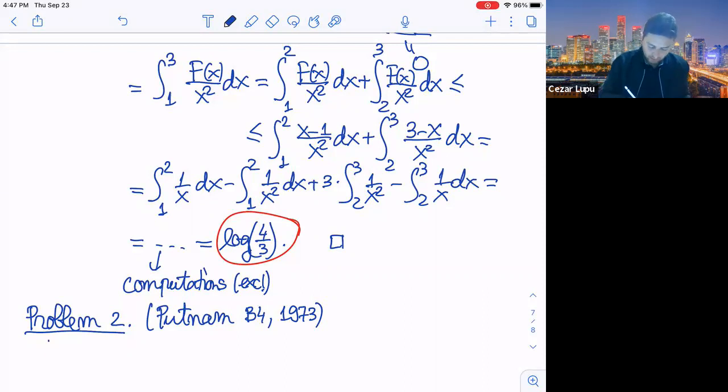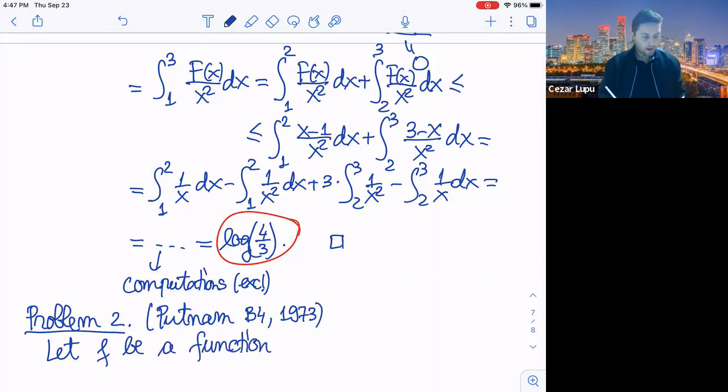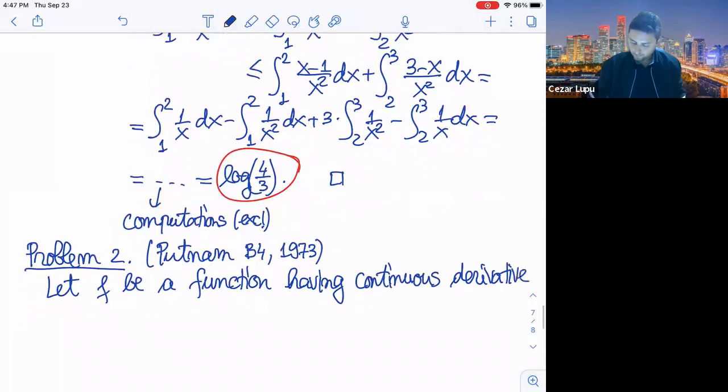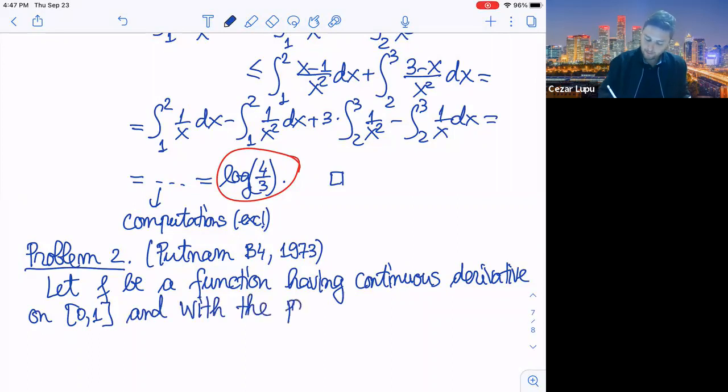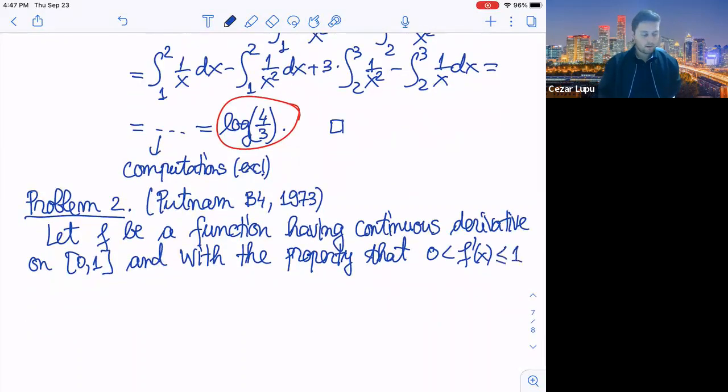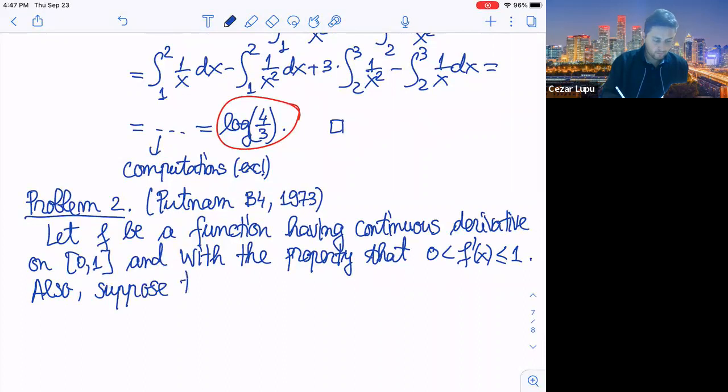So let f be a function having continuous derivative on [0, 1], and with the property that the derivative is between 0 and 1. Also, we suppose that f(0) is 0.